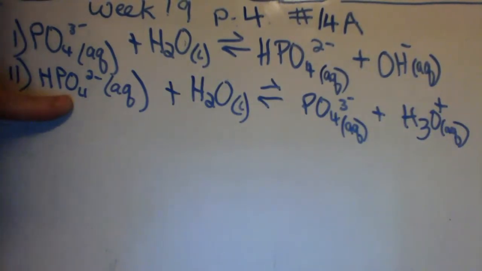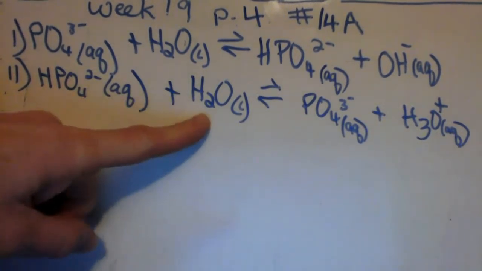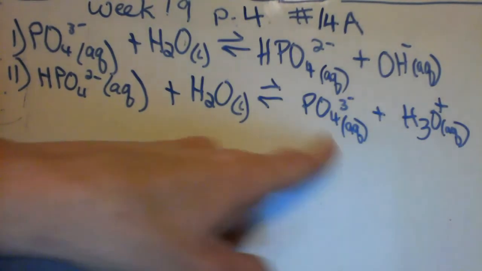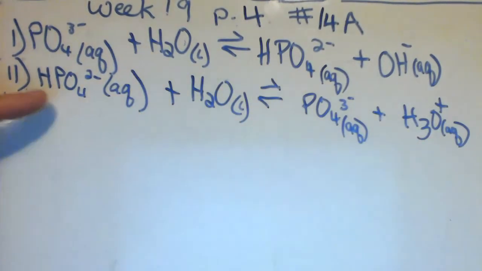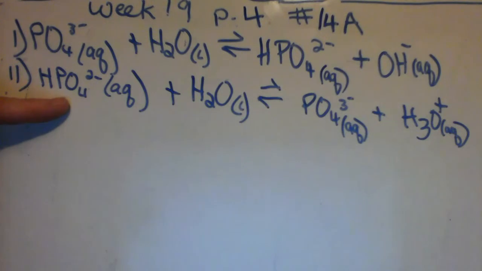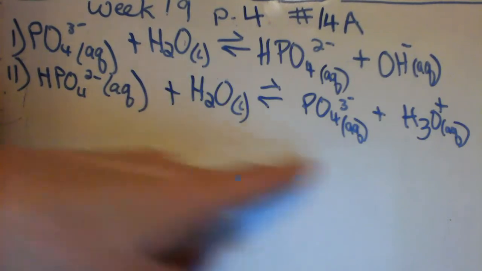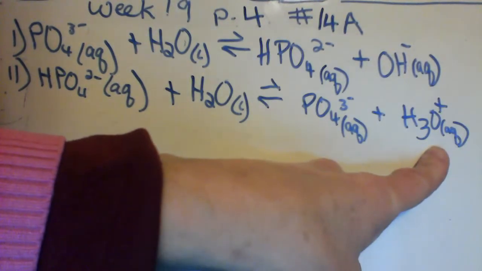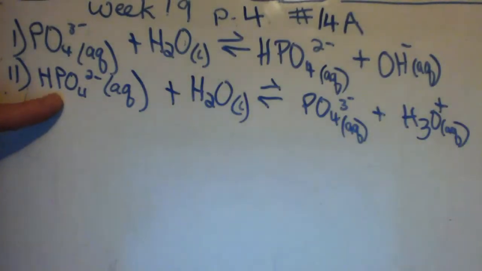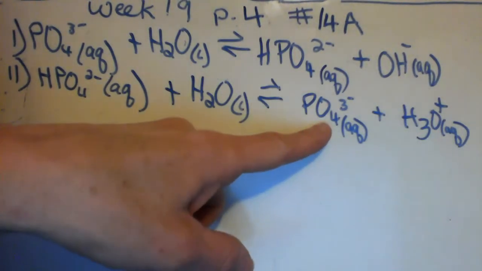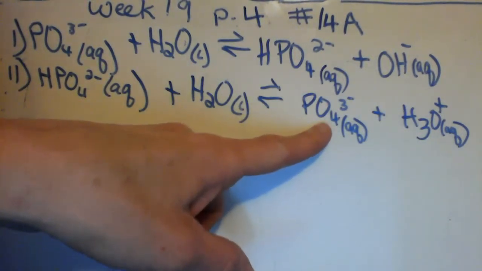Here we have phosphoric acid plus water yields a phosphate ion and a hydronium. This acid, by definition, is able to give away a hydrogen ion. We see that it does that. It gives the hydrogen ion to the water, which causes the water to become a hydronium ion. And when it has given away the hydrogen, it becomes a phosphate ion without the hydrogen.